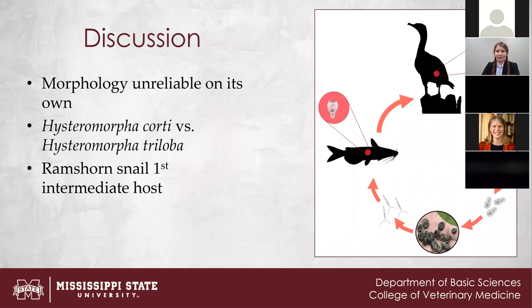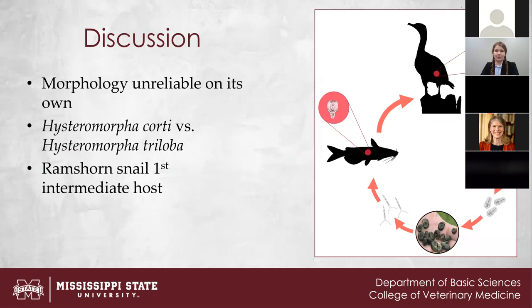Just to reiterate the high points, the Diplostomid Cercaria we found showed us just how unreliable morphology is on its own and why you need molecular data in order to do taxonomic work. We kind of tricked ourselves there by relying on the morphology. When we looked at that molecular data, our phylogenetic trees supported the idea that 3 separate Hysteromorpha species existed.